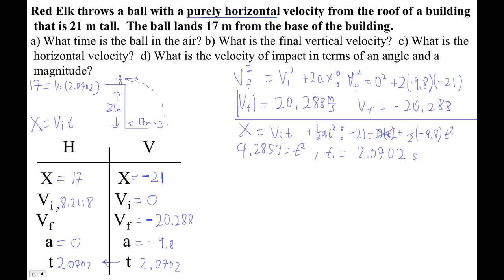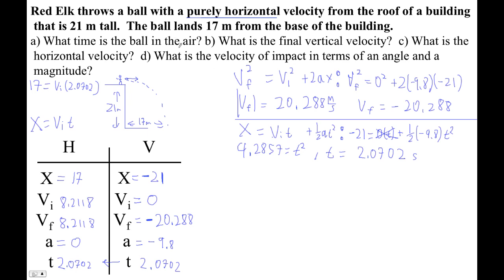meters per second, and since it can't change, the final is also 8.2118. Okay, and now we're set. I'm going to store that in A, and then let's find that and store that in B. I'm just storing these things in my calculator, right? Okay. Now let's see what questions we've answered.